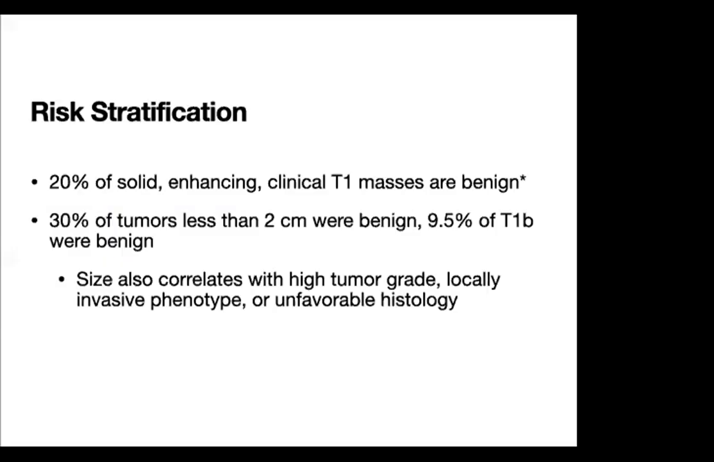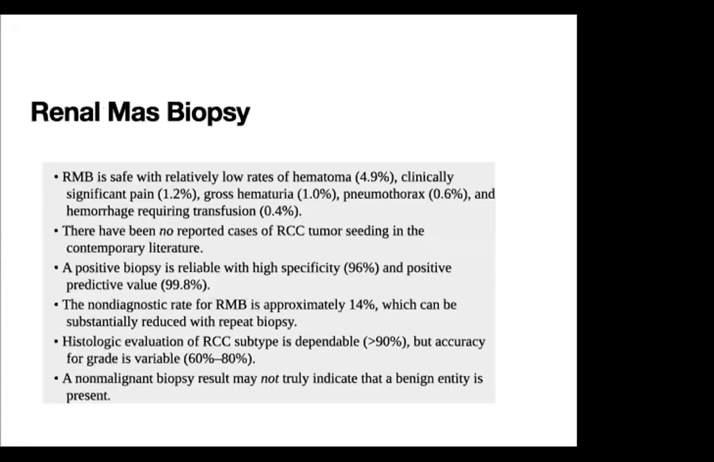So for risk stratification, 20% of solid enhancing clinical T1 masses are benign. They are often oncocytomas or typical AMLs. 30% of tumors less than 2 cm are benign, and 9.5% of T1b tumors are benign. The size also correlates with high tumor grade, locally invasive phenotype, or unfavorable histology.